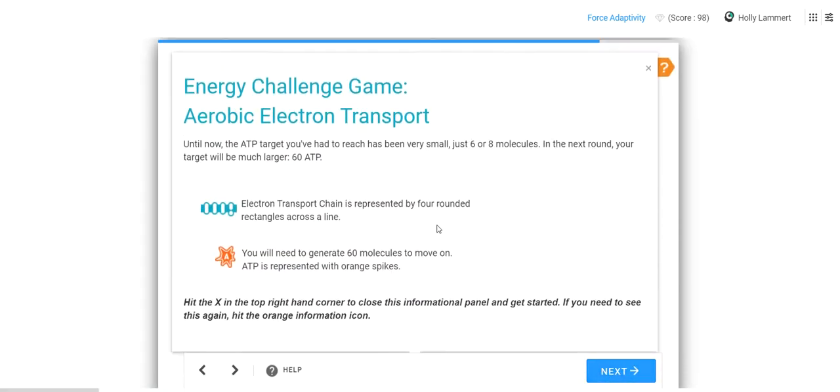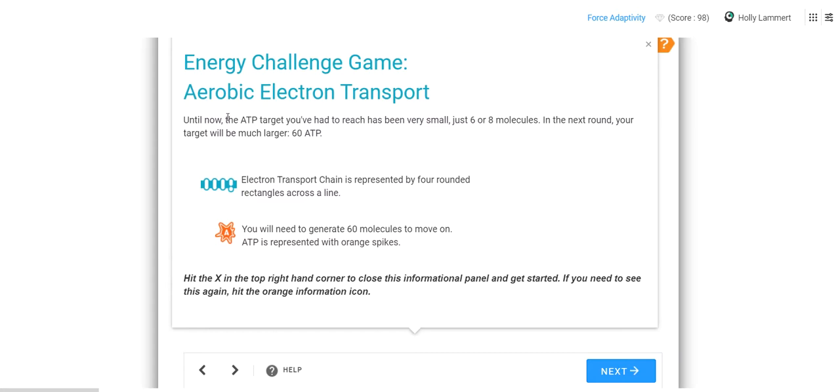Okay. So until now, the ATP target you've had to reach has been very small, just 6 to 8 molecules. In the next round, your target will be much larger, 60 ATP. Electron transport chain is represented by 4 round rectangles across a line. And this is because these are proteins that are embedded in a membrane. You will need to generate 60 molecules to move on. You think we can do it?